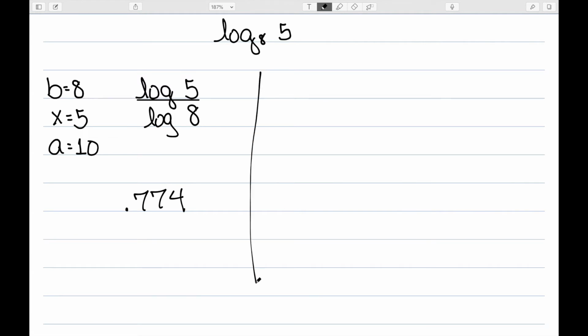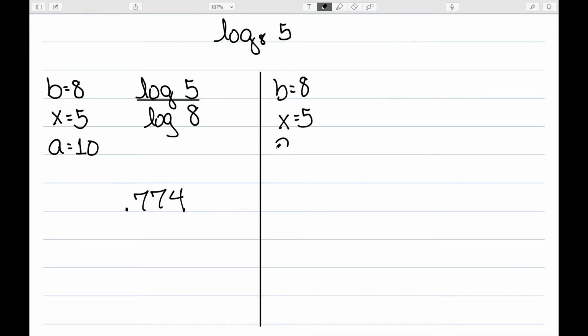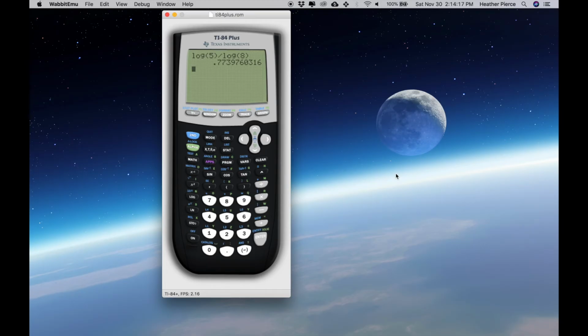I now want to repeat this problem. B is still 8 and x is still 5, but this time I'm going to move to base e. So base e is represented by ln, so the top would be ln of 5 over ln of 8. So let's go back to the calculator and evaluate this. Here's my calculator. We had ln of 5 divided by ln of 8, and we get the exact same answer, 0.774.